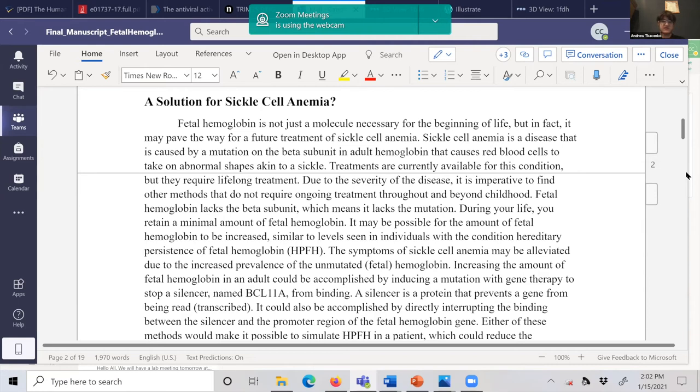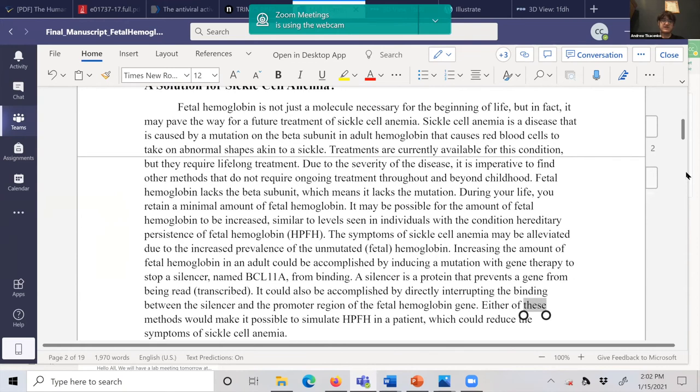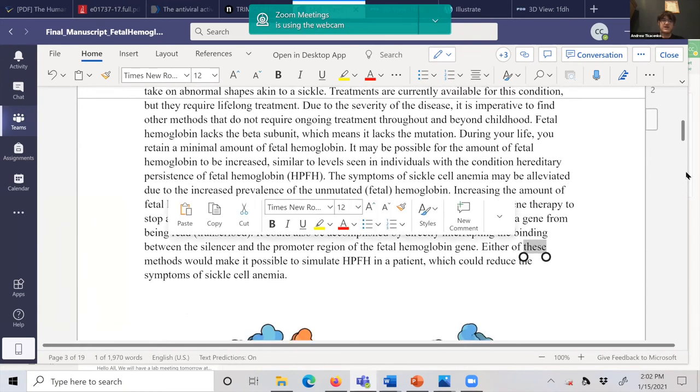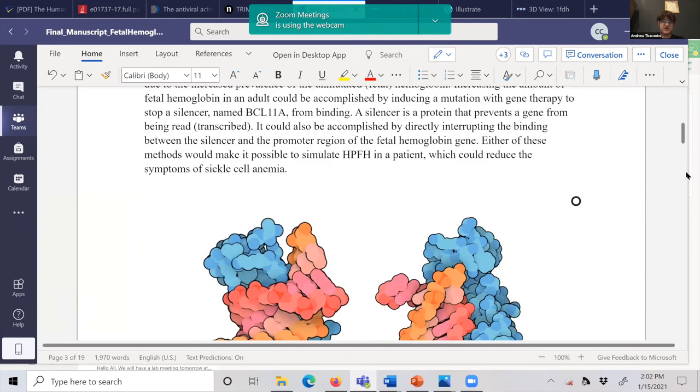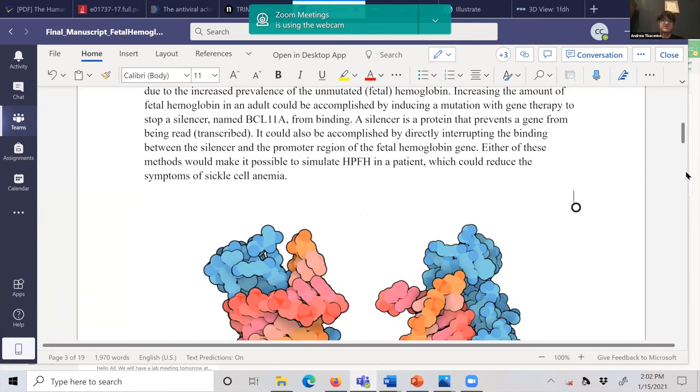Increasing the amount of fetal hemoglobin in an adult could be accomplished by inducing a mutation with gene therapy to stop a silencer named BCL11A from binding. A silencer is a protein that prevents a gene from being read or transcribed. It could also be accomplished by directly interrupting the binding between the silencer and the promoter region of the fetal hemoglobin gene. Either of these methods would make it possible to simulate HPFH in a patient, which could reduce the symptoms of sickle cell anemia.